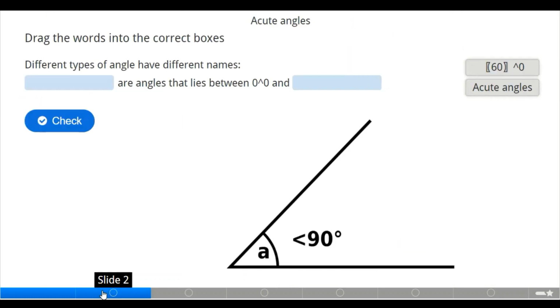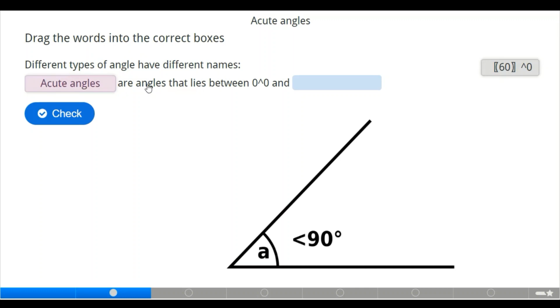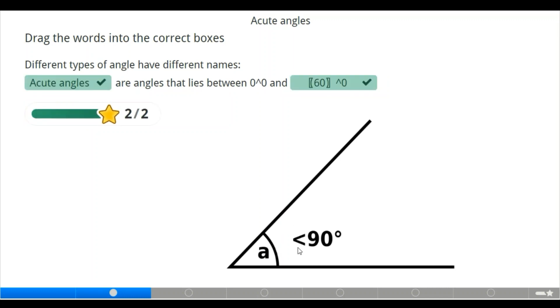Now, when we are talking about angles, we have different types of angles, and we have them by their names. The first one we are going to be looking at is acute angles. Acute angles are angles that lie between 0 degrees and 90 degrees, which means they are angles that are less than 90 degrees. This illustration shows how acute angles look. This angle is less than 90 degrees.